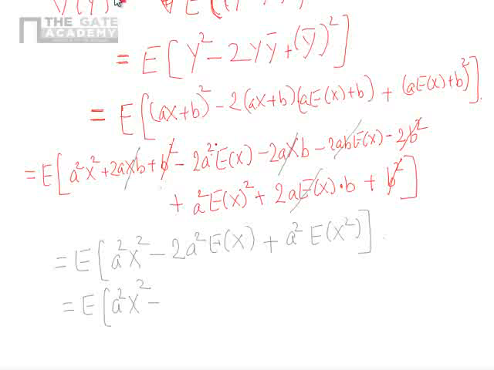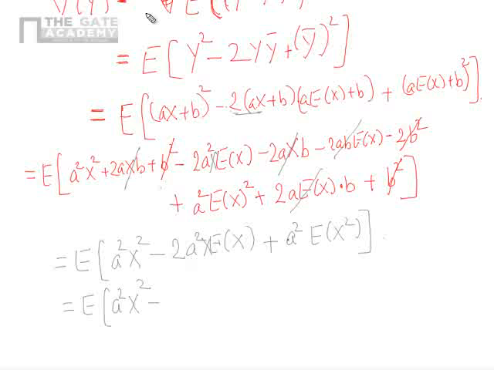So this should be what? a square x square plus 2axb plus b square minus 2a square x E(x), right? There should be one x here. See, minus 2ax into aE(x). So it should be minus 2a square x E(x) minus 2axb minus 2b into aE(x) minus 2b square. So here we got this. Then this should be a square E(x) square. Now this a square x is there here. Now it is correct.